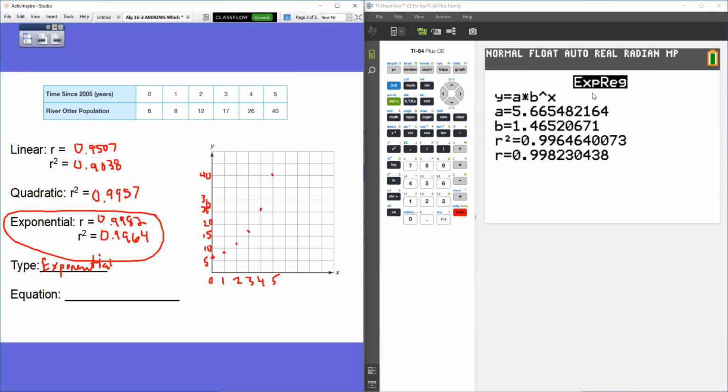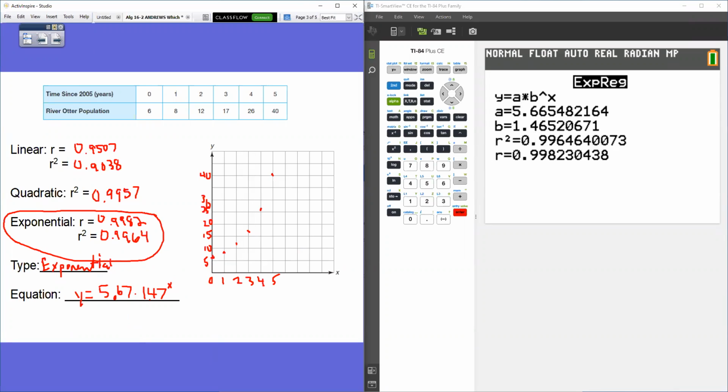For the equation, we're on the exponential as it is right now. So we're just going to do y equals. We're going to round to the nearest hundredth again. So a times b to the x power. So a is 5.67 times your b value, 1.47, to the x power. So that is our regression equation.